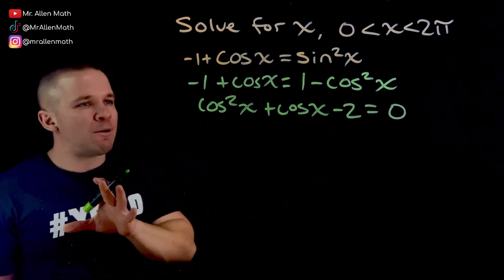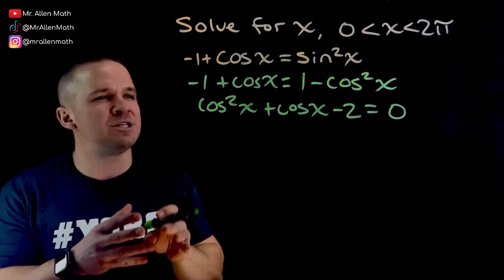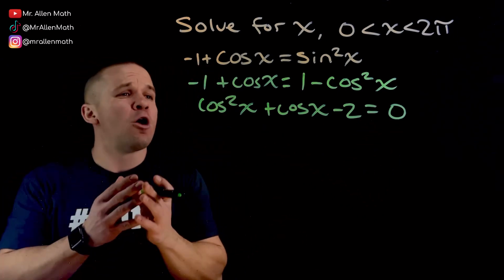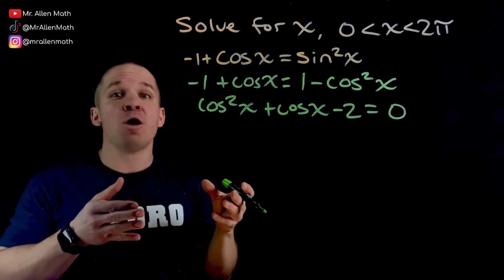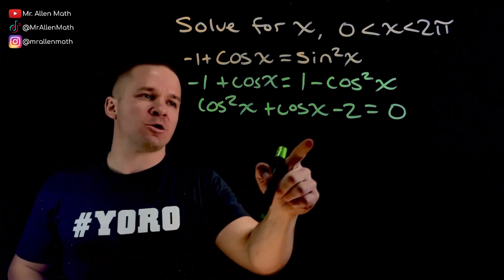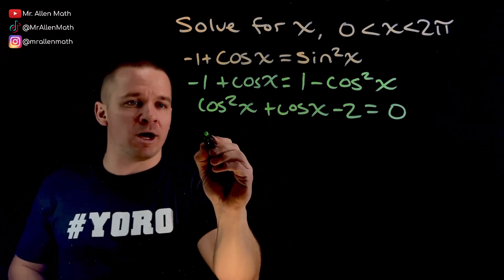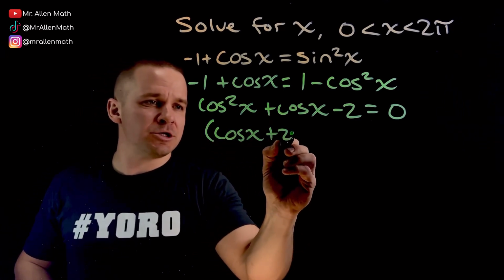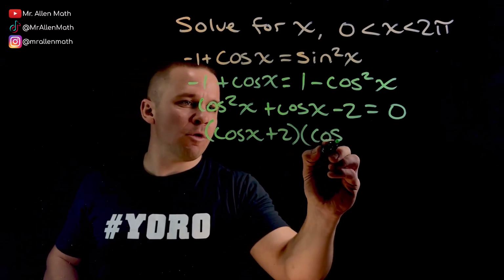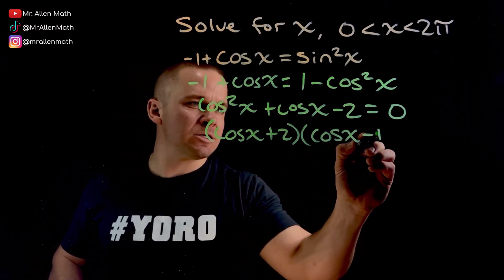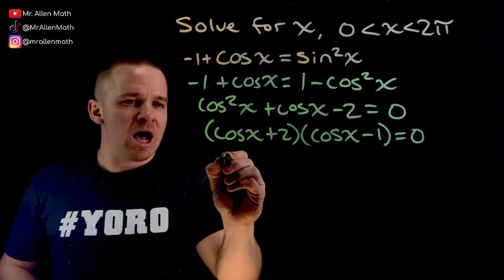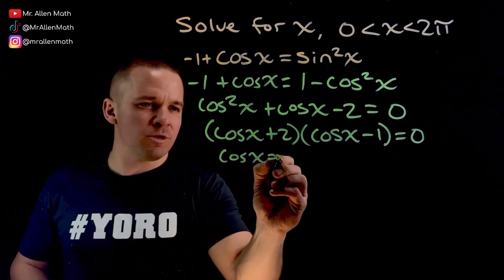Now we have ourselves a lovely quadratic, set equal to 0, just like we loved doing back in Algebra 1 days when it was just x's. Now we're going crazy with some trig. So we've got to factor. What multiplies to -2 and adds to 1? That's going to be +2, cosine of x plus 2, and -1, cosine of x minus 1. Boom, 0. So for this one here, I'm going to get cosine of x equals -2.